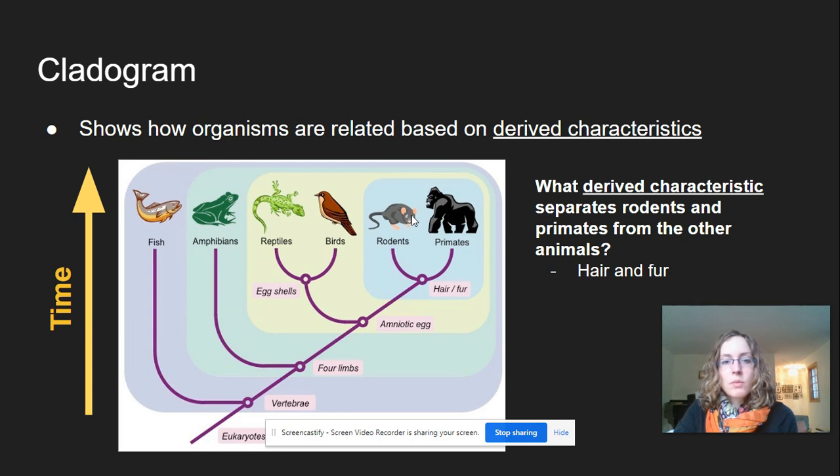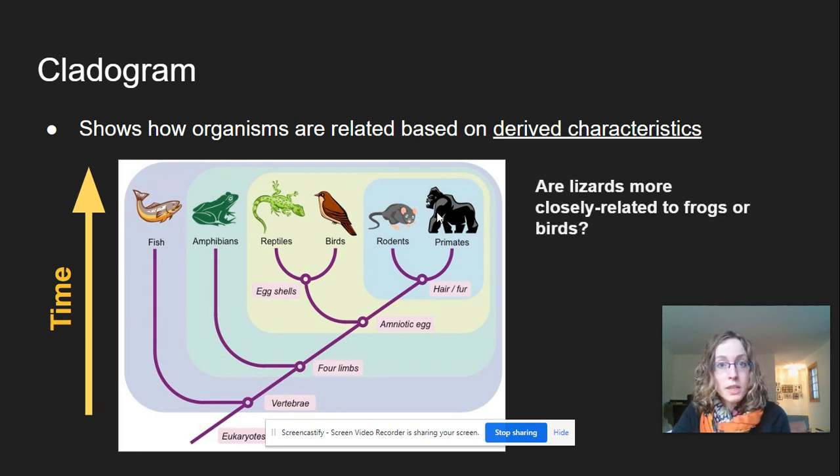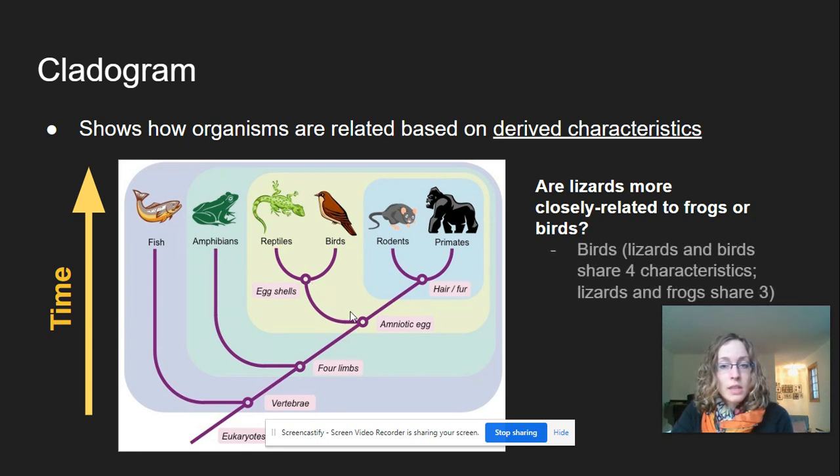They have hair and fur. They also feed milk to offspring. So there are other derived characteristics that go with this group too. You could also use this to answer the question of who the lizards are most closely related to. If you look at where the lizard is on the cladogram right here, and you look at where the bird is, like flamingo is a bird, they share actually 4 characteristics that are on here.